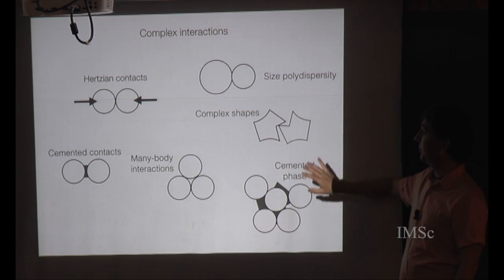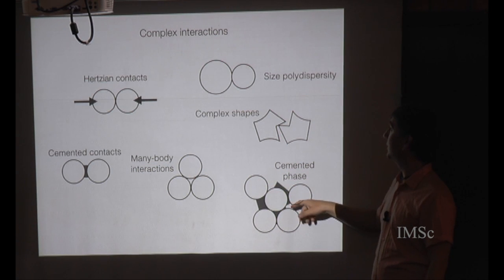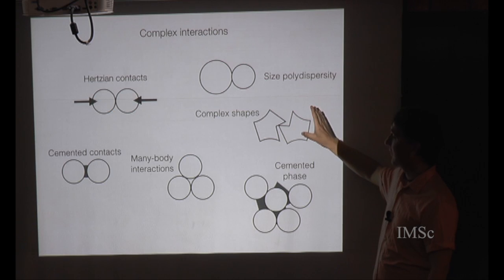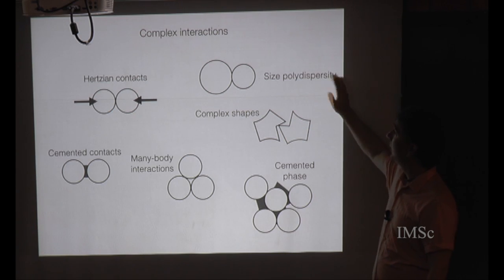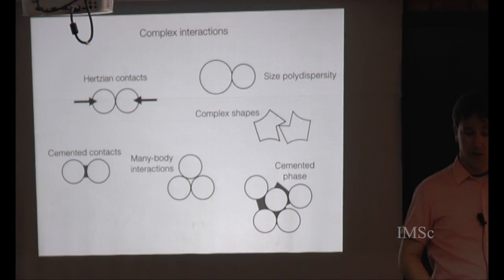You can have multiple phases. You can have cemented contacts, cemented pore spaces. You can have weird shapes which just jam by their shapes alone. For example, think about snowflakes. And you can have size polydispersity, et cetera, et cetera. All of this makes studying such materials very challenging.